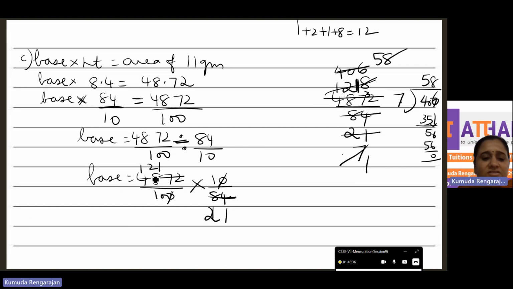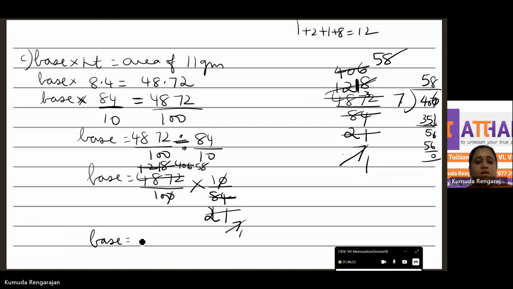Correct. So all this cancelling you should show here. Okay, so it will be first 21, 1 to 1 8, then 21 becomes 7, and 1 to 1 8 becomes 406, then 7 becomes 1, and this is 58. So base is equal to 58 by 10, which is equal to 5.8 centimeters.